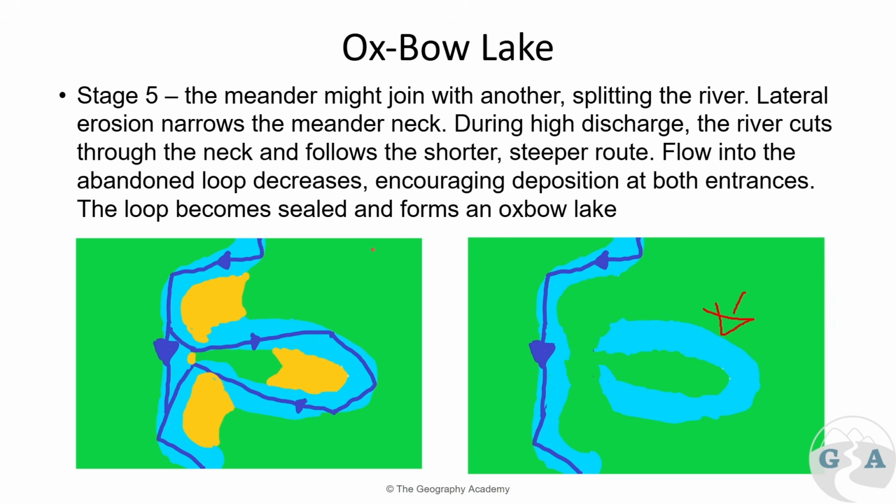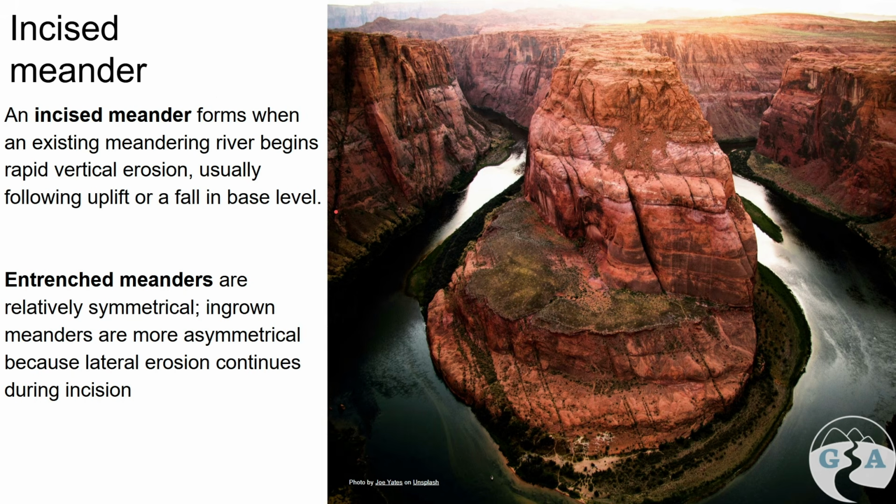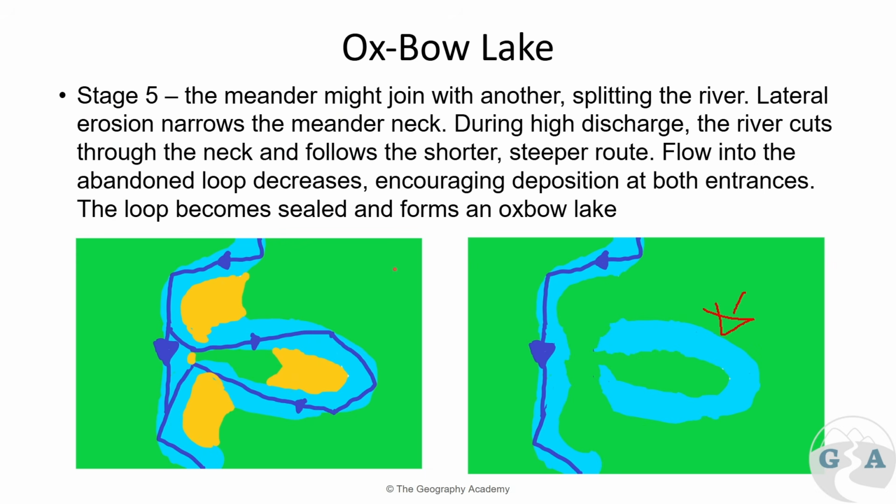So it gets cut off. Things are becoming more narrow between the two, and eventually deposition occurs, and we'll close it off because it's the point of lowest velocity. Now, that's a general meander we're talking about.